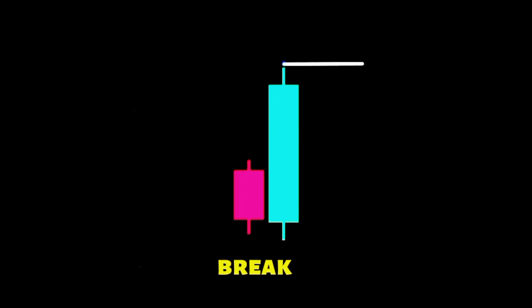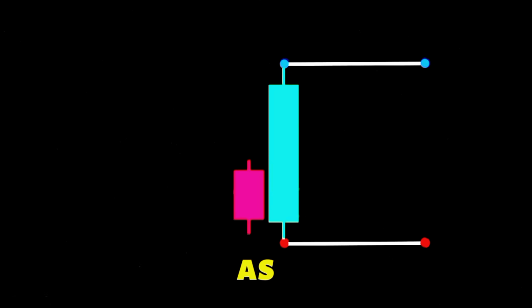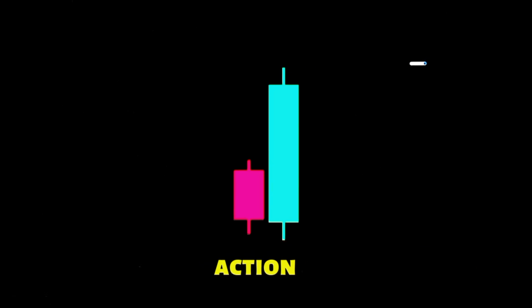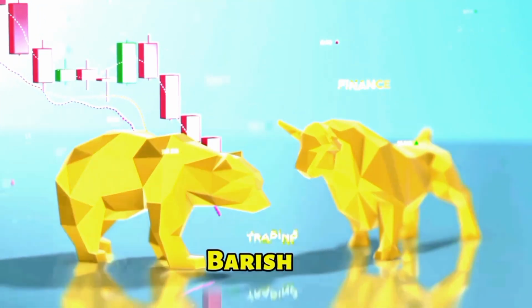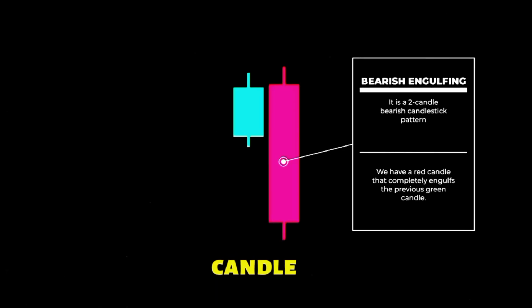For the entry, we enter at the break of the high. We can place our stop loss below the low of the candle. Again, as I already said, we want to see other confluences, like the price action, to confirm a trade. Pattern number 5, Bearish Engulfing Bar. A bearish engulfing bar is a 2-candle formation where a big red candle completely engulfs the previous green candle.